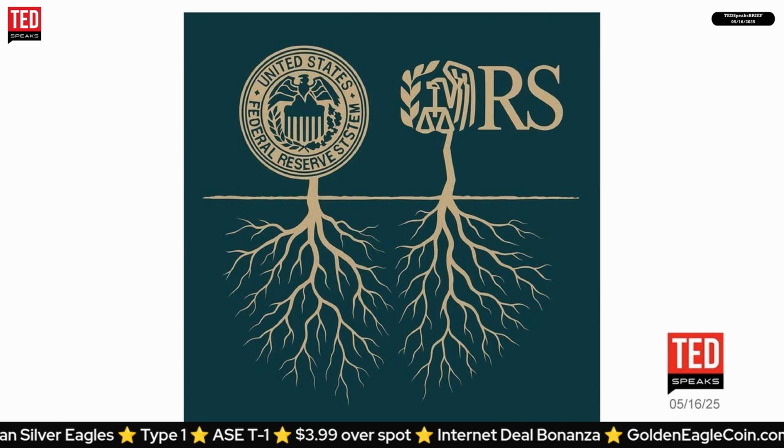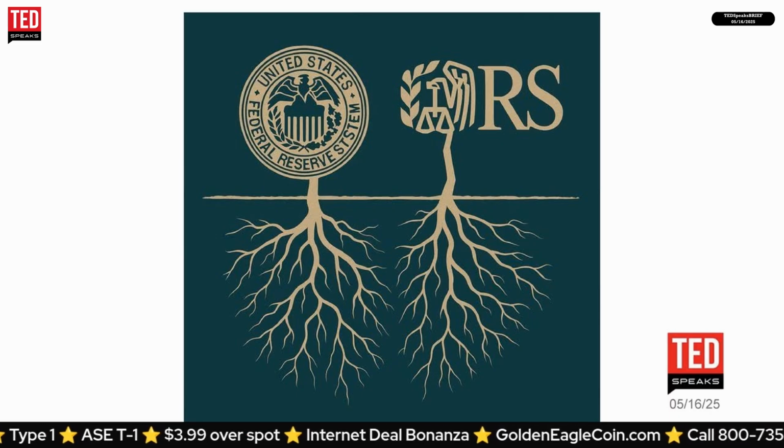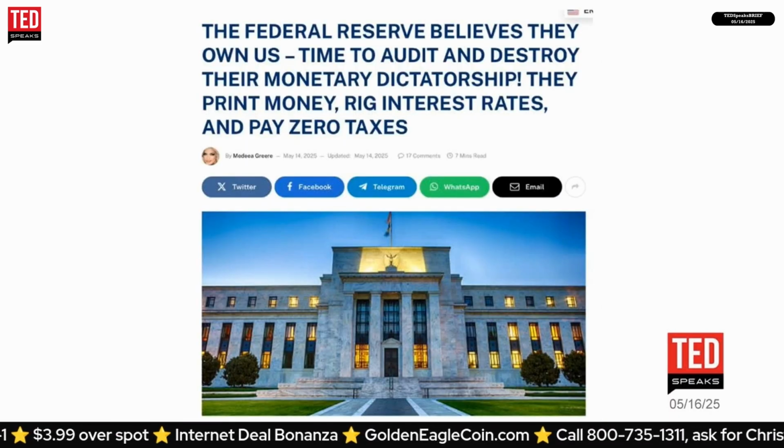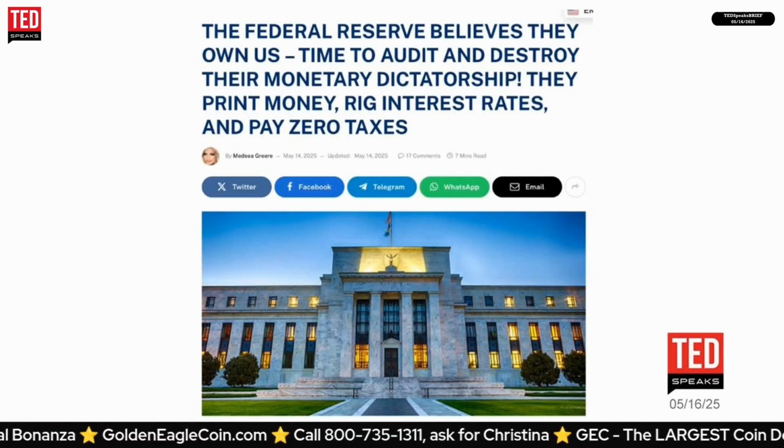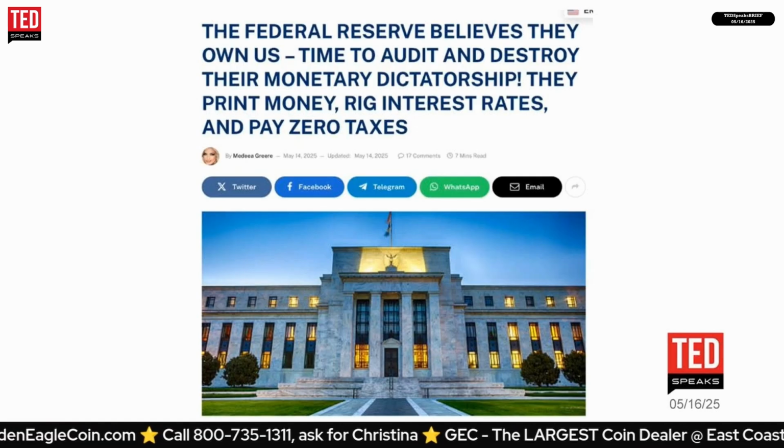The IRS actually spells theirs, doesn't it? No more. Yeah. The Federal Reserve believes they own us. Time to audit and destroy their monetary dictatorship. They print money, rig interest rates, and pay zero taxes. Is that fair?